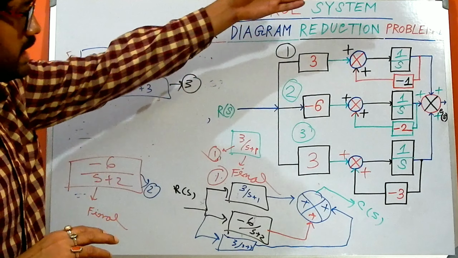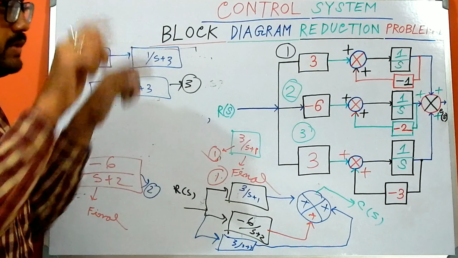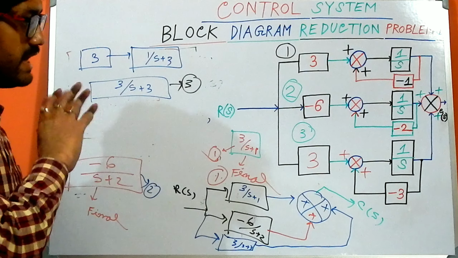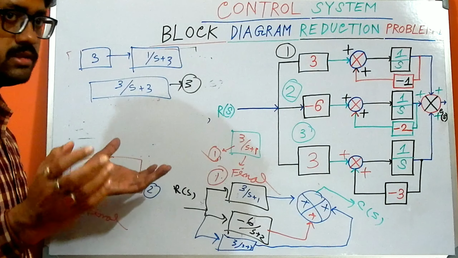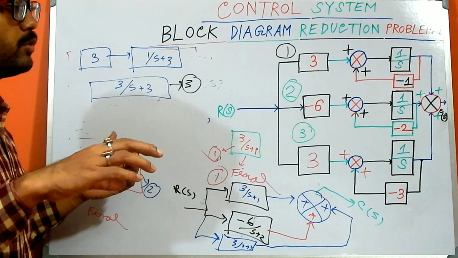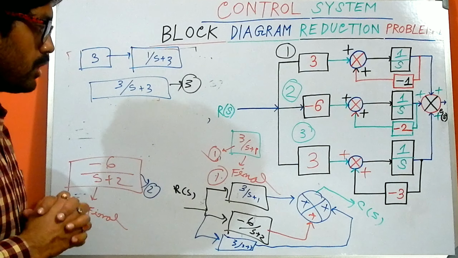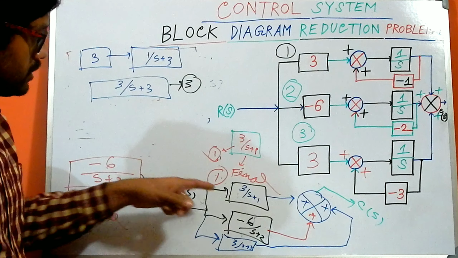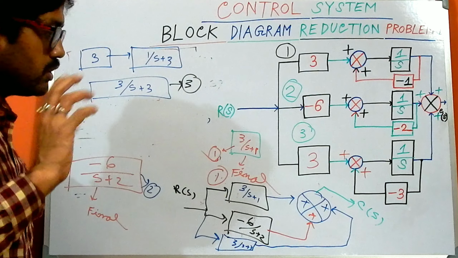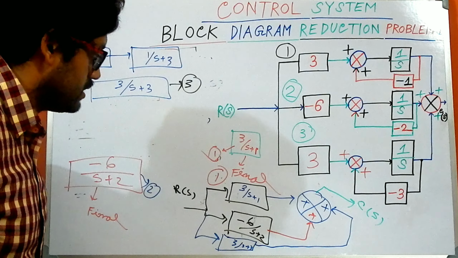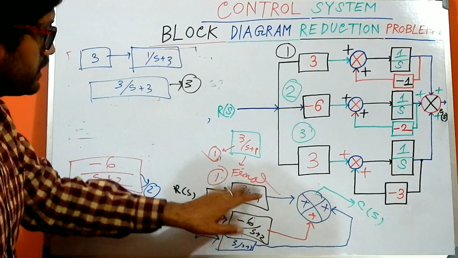So I need to reduce these blocks, and the final answer will be on the left hand side the RS and the CS, which means the input response in S domain and the output response at the output terminal, and only one transfer function block will be present there. Okay, so I need to reduce these three blocks into one block in order to get the final answer over here. So I will erase these three blocks that I have written over here.